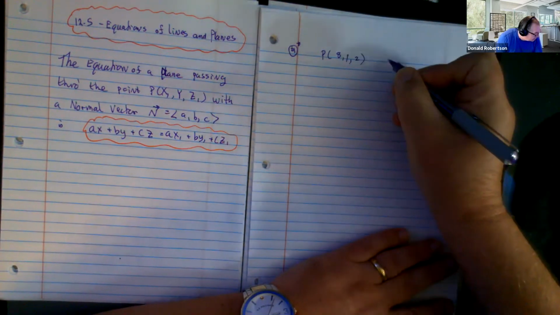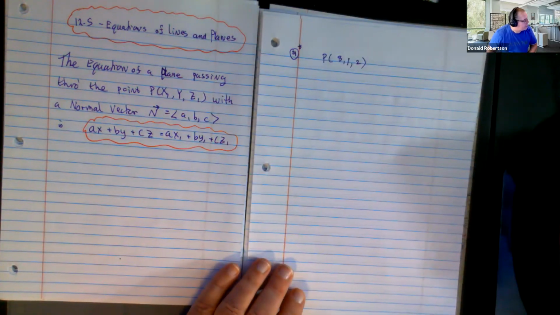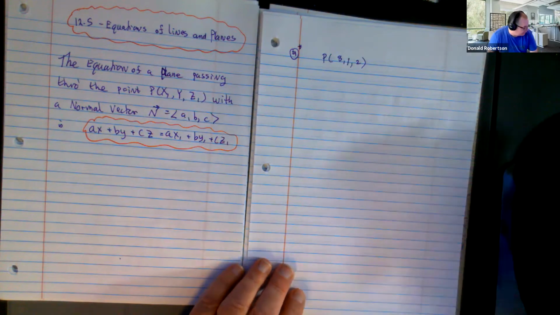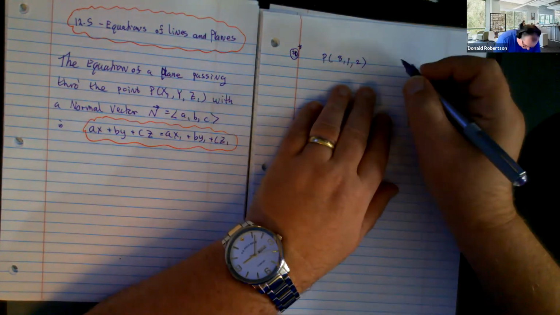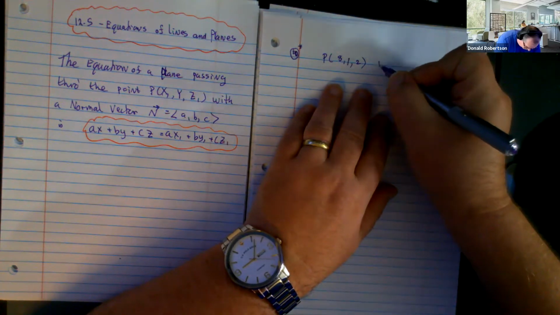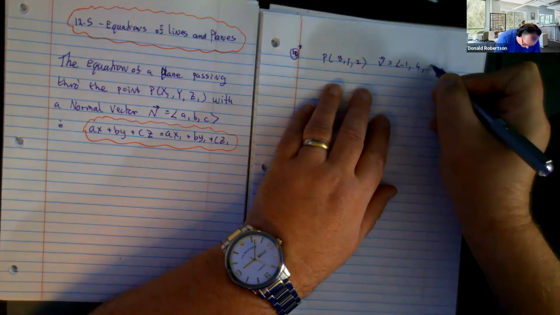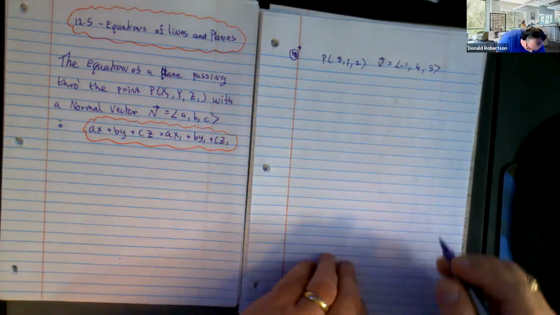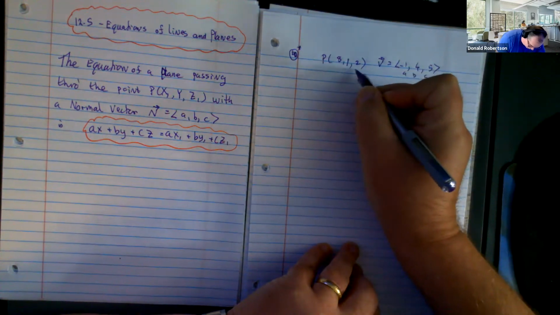They tell me the point, and it's not as straightforward as I thought. Okay, question 20 there. So they tell us a point, and they tell us that the direction vector is -1, 4, and 5. So that's my ABC, and that's my x1, y1, z1.